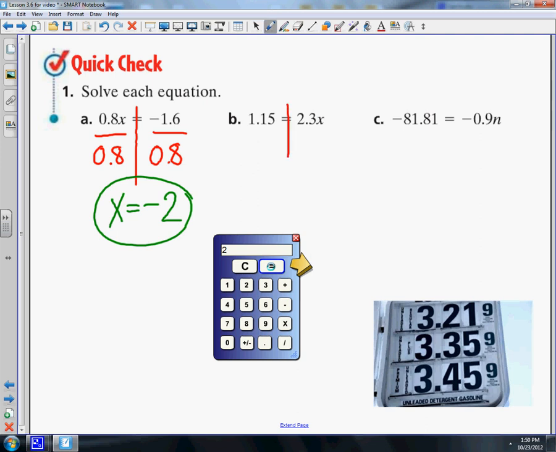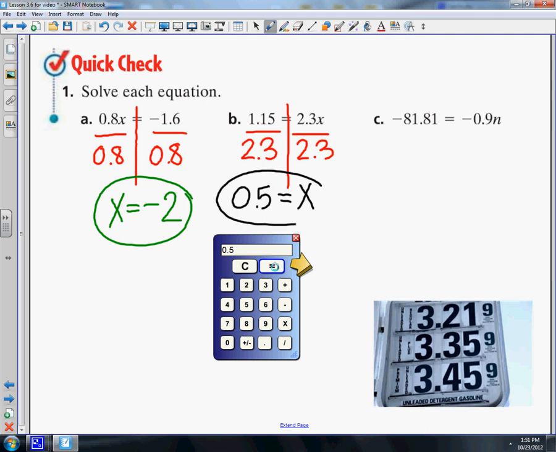Okay, so for this problem, I'm going to divide both sides by 2.3. So I have 1.15 divided by 2.3, and it equals 0.5. So x equals 0.5.